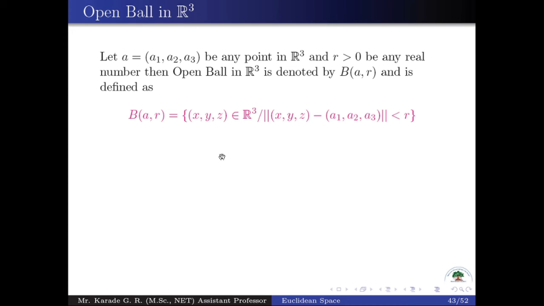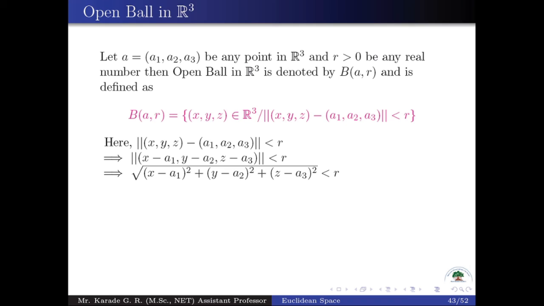Or we can say it is the set of all points in space which are within a distance r from point A. See here, within a distance r from point A. So we consider this inequality and simplify it. Then what we get is the norm of the subtraction of these two vectors, and this norm is strictly less than r.